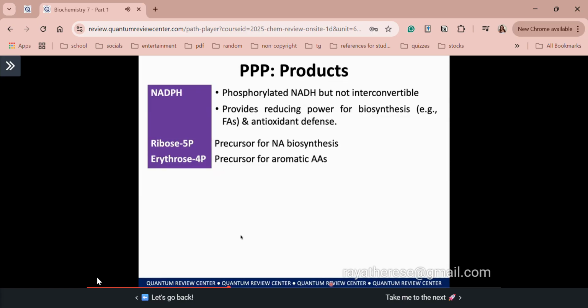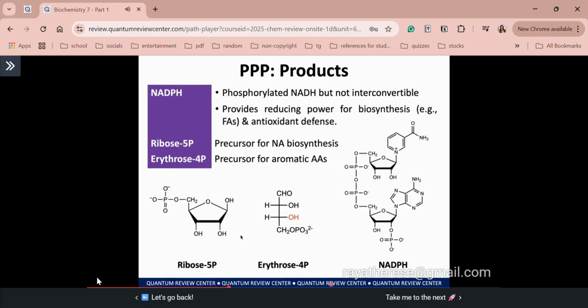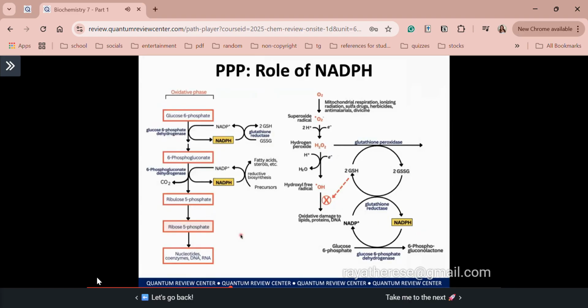Class, just for the sake of enrichment in our discussion, here are the structures of our three products. Again, class, ribose 5-phosphate for nucleic acid biosynthesis. Erythrose 4-phosphate again is for amino acid biosynthesis. And again, most importantly, NADPH has many roles in our cell. All right, so again, this is the specific role of our NADPH.